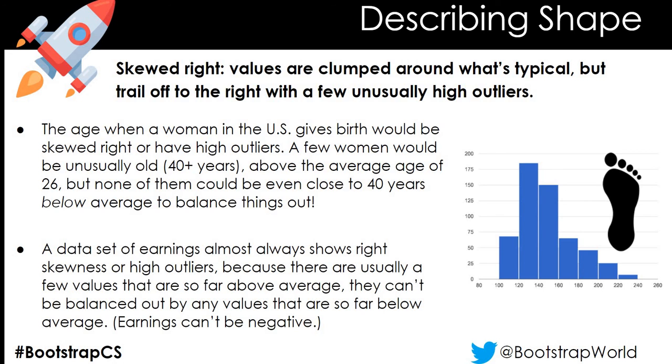A data set of earnings almost always shows right skewness, right? Like for the most part, everybody in the building makes the same, but some administrators make a lot more than some teachers. So it's the same thing. It's where the boss of the company makes a lot more than most of the workers, right? That's skewed right.